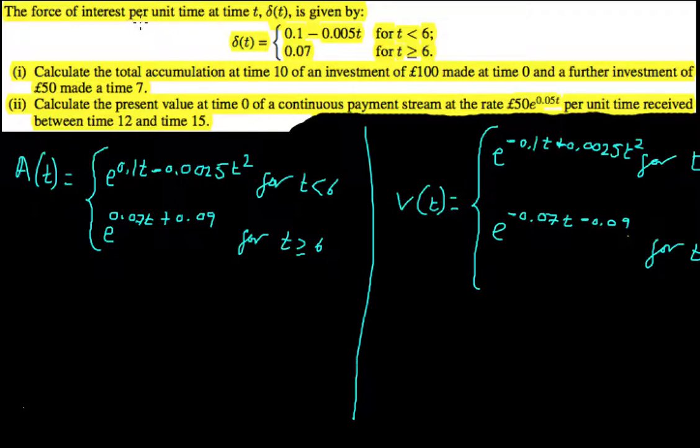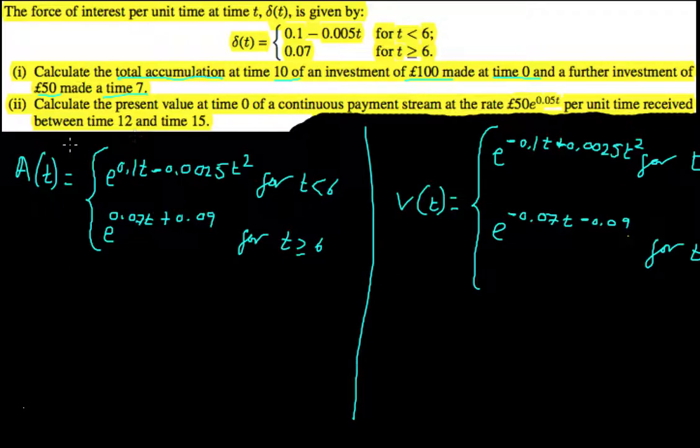So the force of interest per unit time at time t, delta t, is given by all of that. Part I is to calculate the total accumulation at time 10 of an investment of £100 made at time 0, and then another investment of £50 made at time 7. So we've got £100 to accumulate over 10 years, and £50 to accumulate over 3 years from time 7.